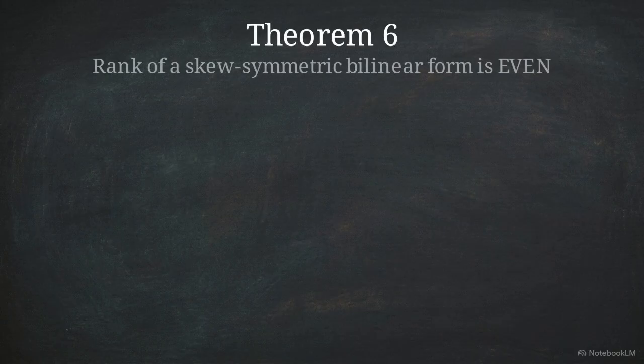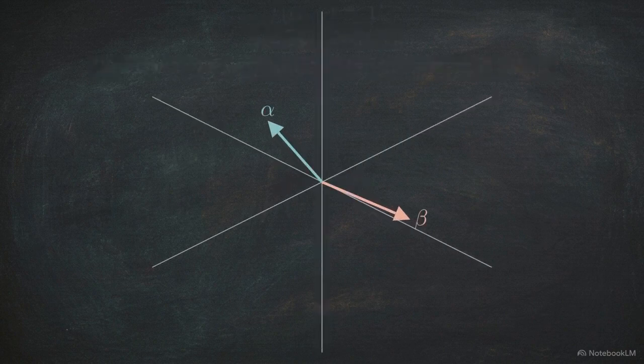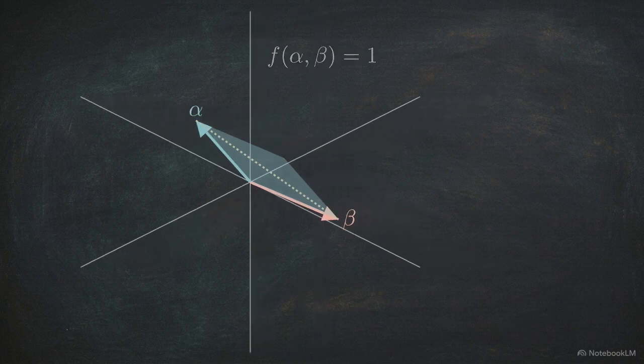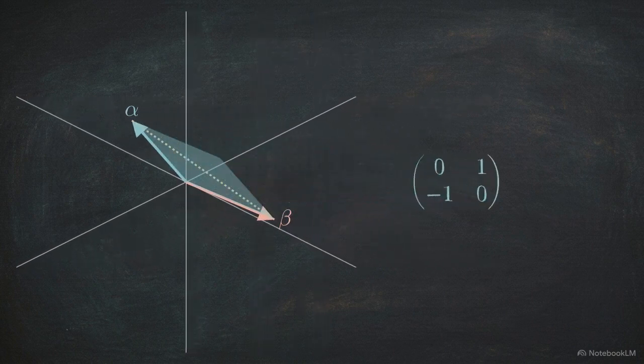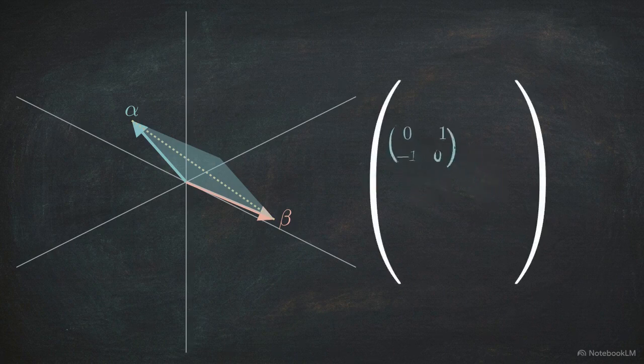This brings us to a strict structural rule. Theorem 6 states that the rank of any skew-symmetric bilinear form must always be an even number. Geometrically, if you find two vectors alpha and beta, where f(alpha, beta) equals 1, those vectors are inextricably linked. They span a 2D plane that is isolated from the rest of the space. If we extract the matrix representation of just that plane, we get a highly specific 2x2 block.